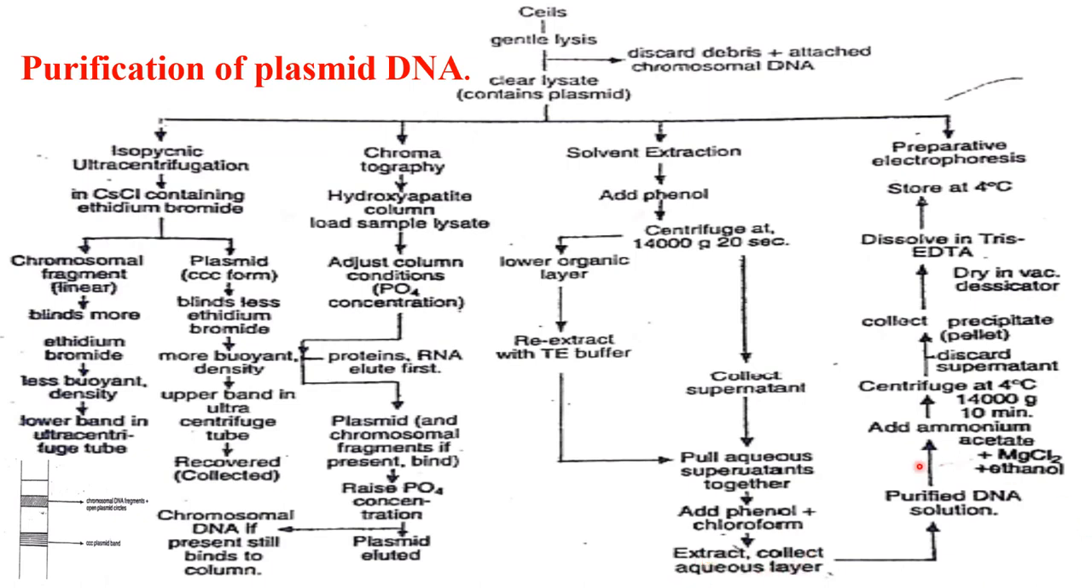Collect the aqueous layer; a purified DNA solution will be obtained from this. Then add ammonium acetate, magnesium chloride and ethanol, then centrifuge at 4 degrees centigrade at 14,000 G for 10 minutes. Collect the precipitate, that is the pellet, and discard the supernatant. Now dry in a vacuum desiccator, dissolve in Tris EDTA, then store at 4 degrees centigrade. The plasmid will be stored at 4 degrees centigrade.